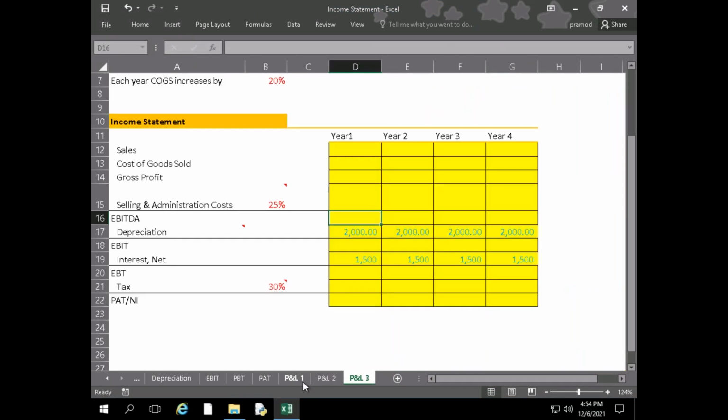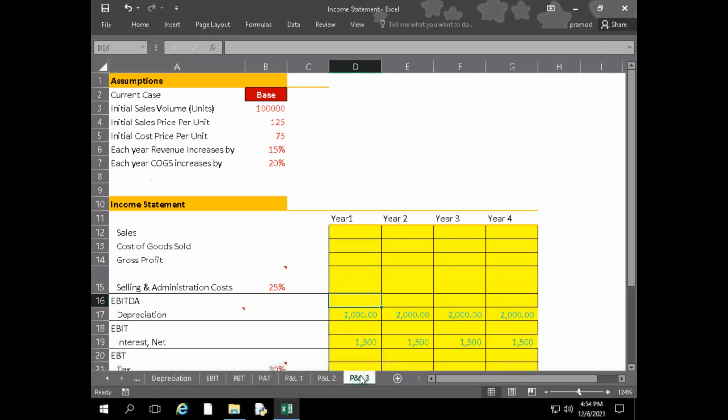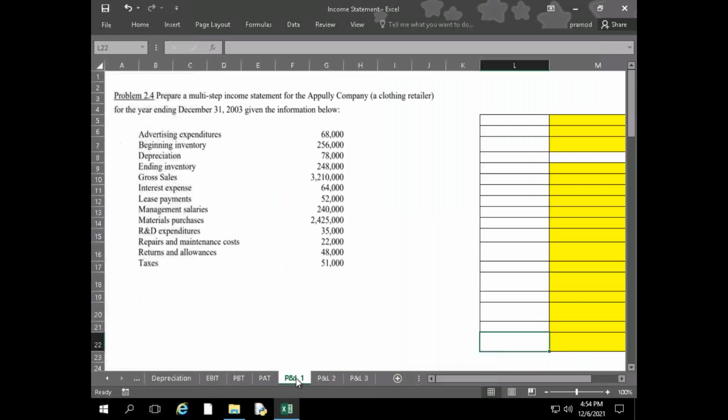So have you all done this or do you want to do it still? Finish it off. One will try, sir. Okay, everyone start doing this P&L part. Finish it off so we can go for the balance sheet. The income statement and balance sheet are connected. So do this, finish it off.